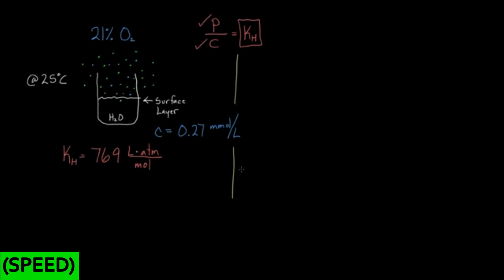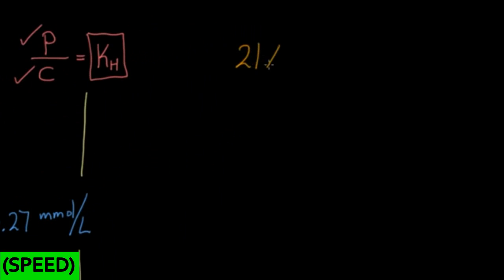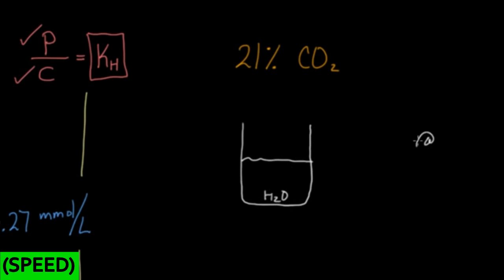But now I decide to challenge myself and say, let's do this again. But instead of with oxygen, I'm going to create an environment that's 21% carbon dioxide, which is way more carbon dioxide than we actually have. But imagine I could actually do that. I find a way to crank up the carbon dioxide, and I do the exact same thing. I take a cup of water and I keep it out at room temperature, 25 degrees Celsius.